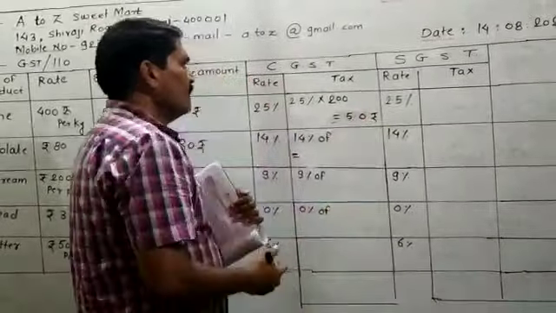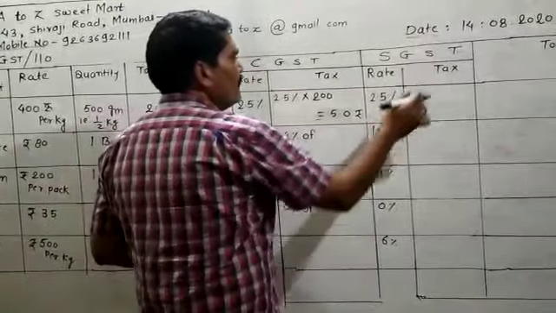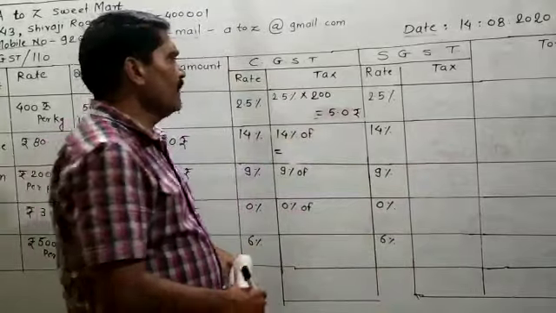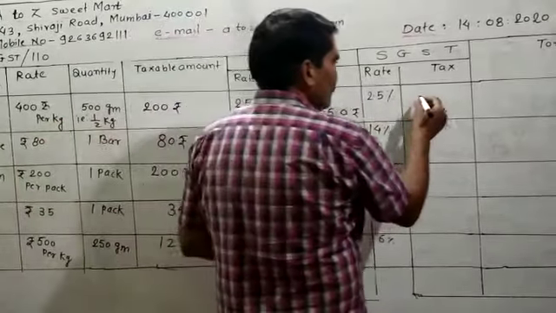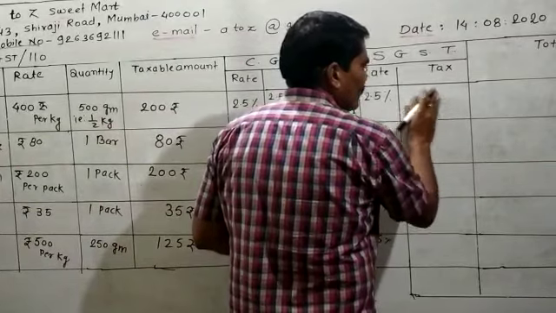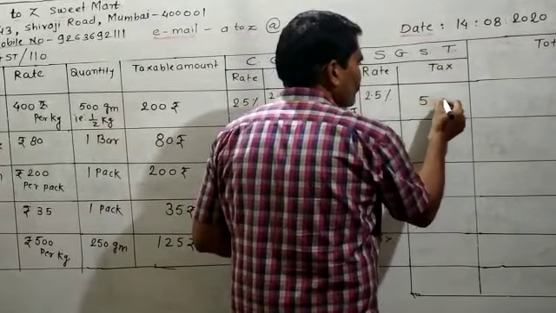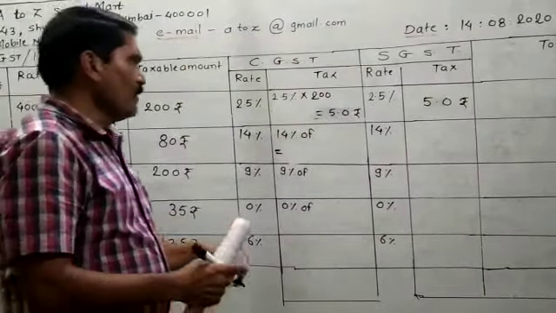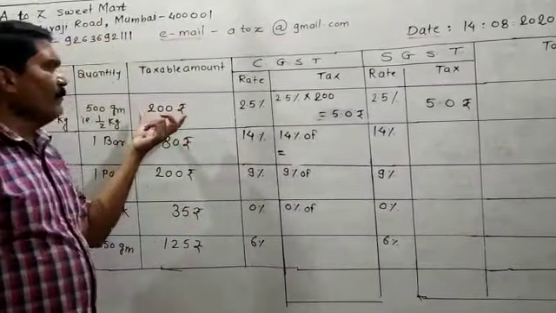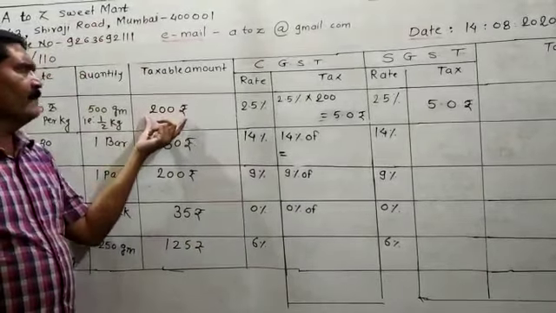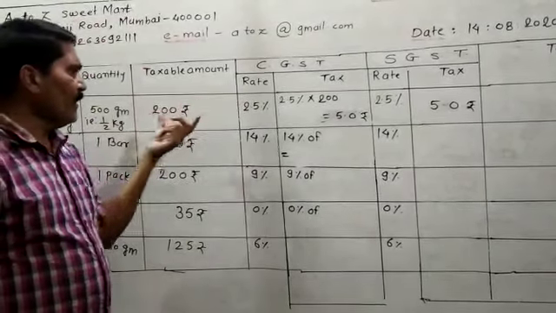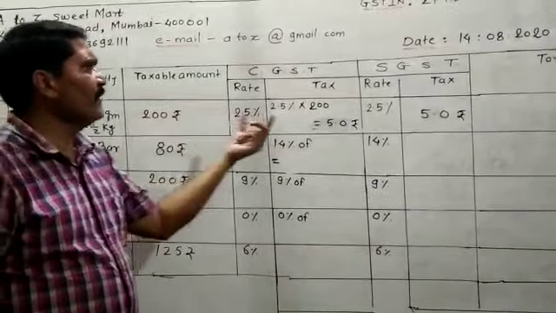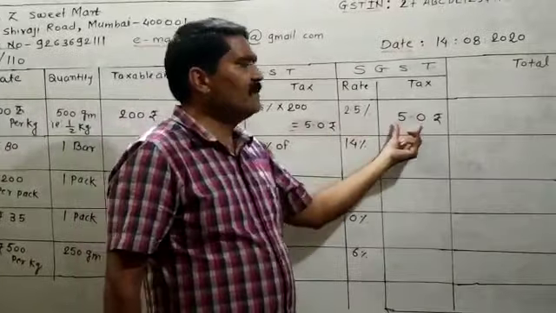In the same manner you find the SGST. We already saw that CGST is equal to SGST. If CGST is 5 rupees, SGST is also 5 rupees. I will not do the calculation here because we already did it. Then you have to find the total. If you purchase half a kg of peda, three things make up the total amount: the taxable amount, the CGST, and the SGST.